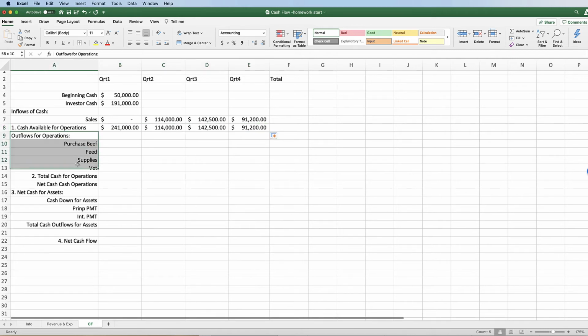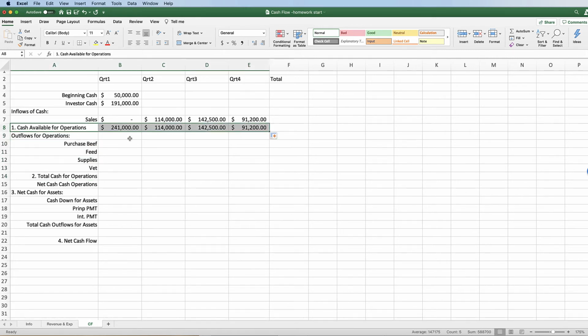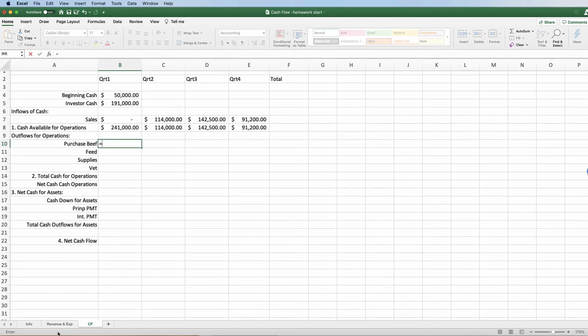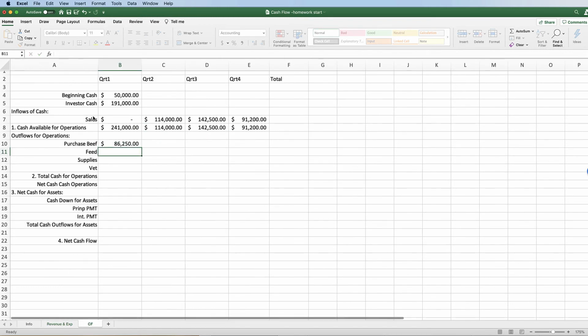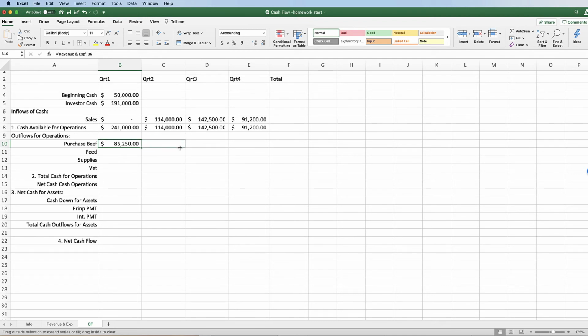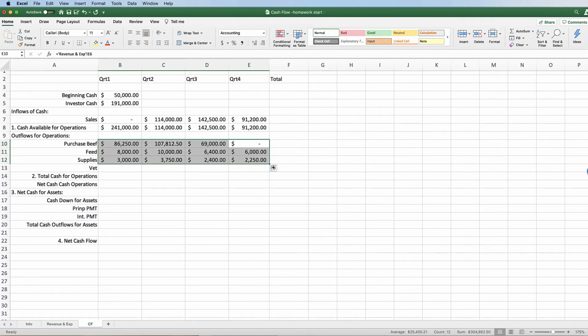All right, next is the outflows. So we've got our available money. What about money we need to spend? Well, let's press equals. Let's run over here to the revenue and expense sheet, and they're all in the same order, which helps us. So we just choose that first cell there. We can go all the way across for all the quarters, and then all the way down across all those other categories as well.